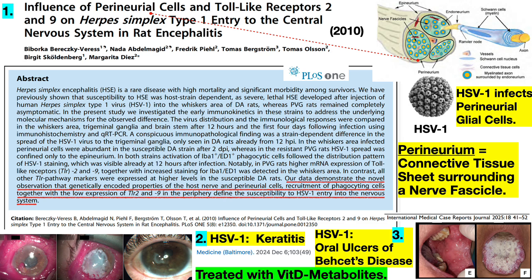So if you look in the upper right of this slide, you'll see an exploded diagram of the structure of a peripheral nerve, such as a cranial nerve. An example would be the vagus nerve or the trigeminal nerve.